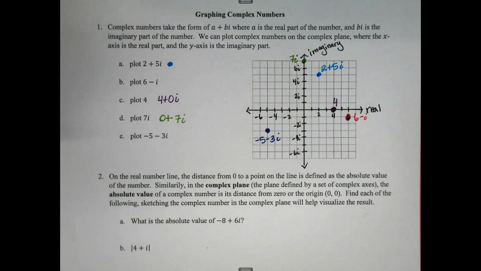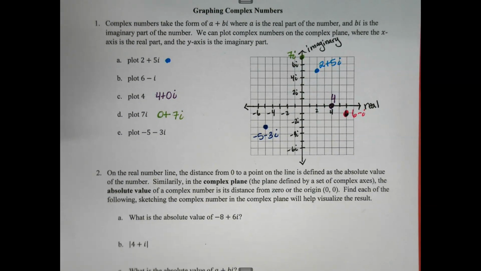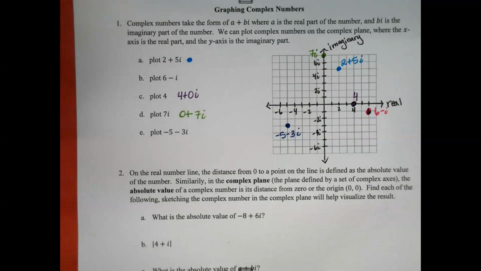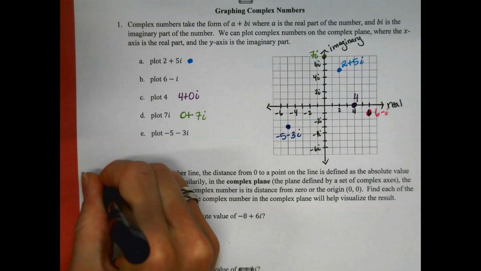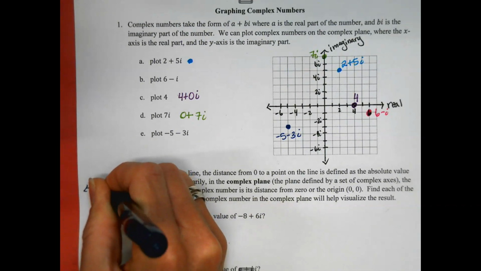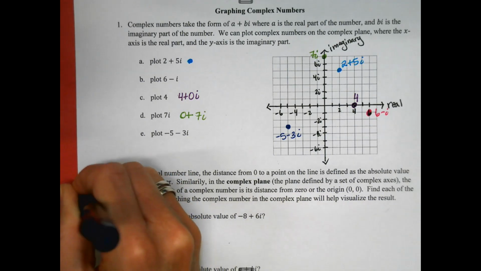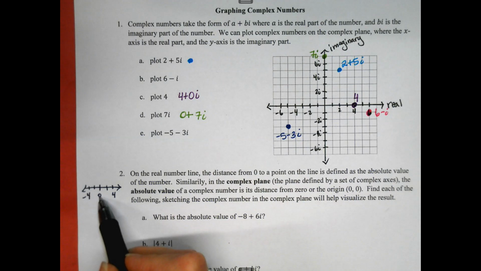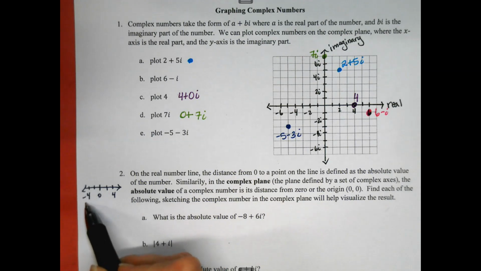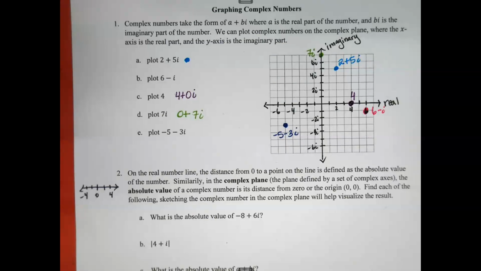Now, in part 2 here, it says, on the real number line, the distance from 0 to a point on that line is defined as the absolute value of a number. And so think about it. If we have a number line with 0 in the middle, the distance from 0 to 4, or the absolute value of 4, is 4. The distance from 0 to -4, or the absolute value of -4, is 4, because distance is always positive.